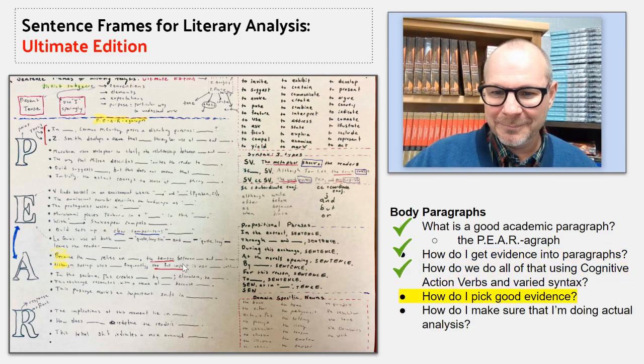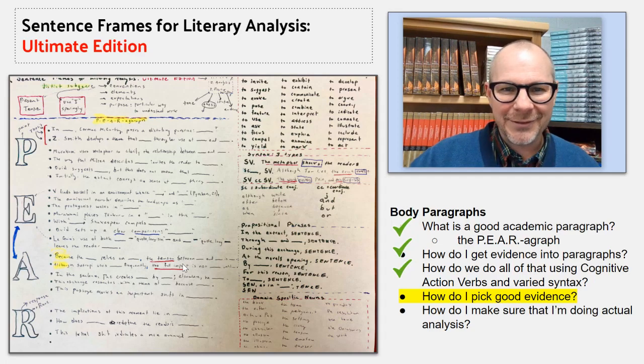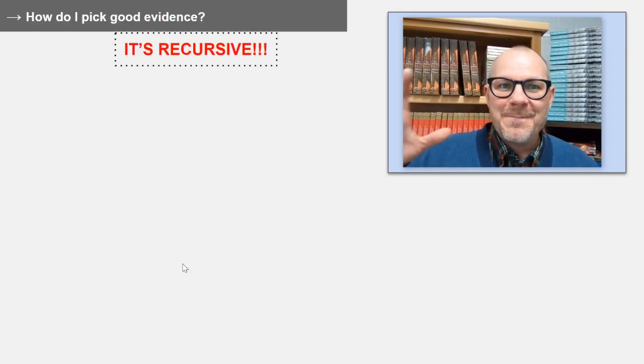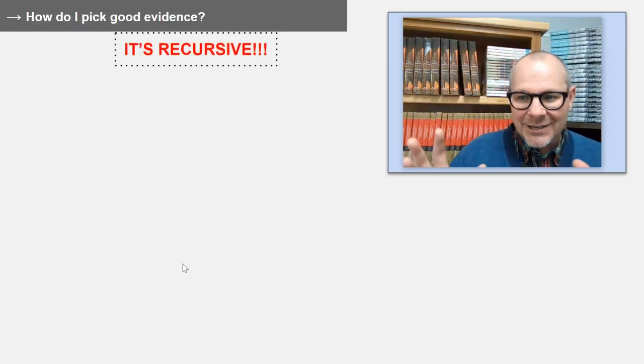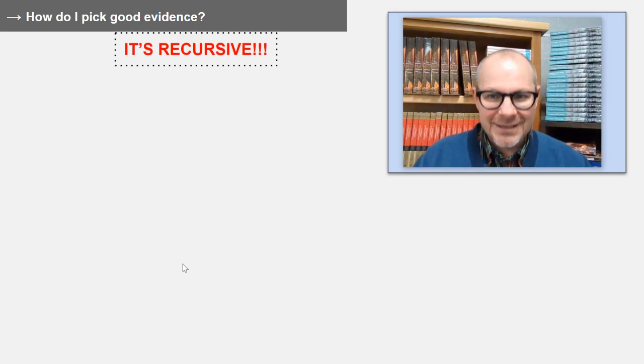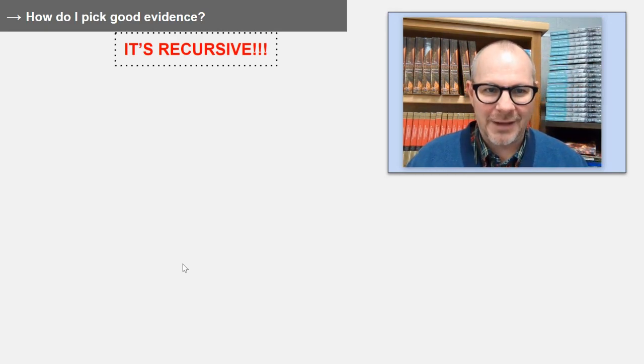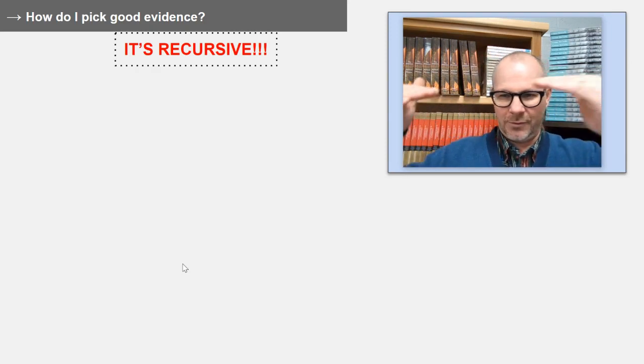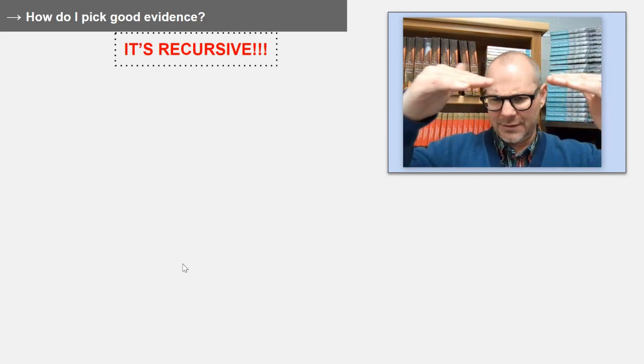Now we're moving on to, how do I pick good evidence? Choosing your evidence, selecting your evidence from your text, is a recursive process, which means it goes backwards and forwards. It's like, do I have my evidence, my thesis, my evidence, my thesis?